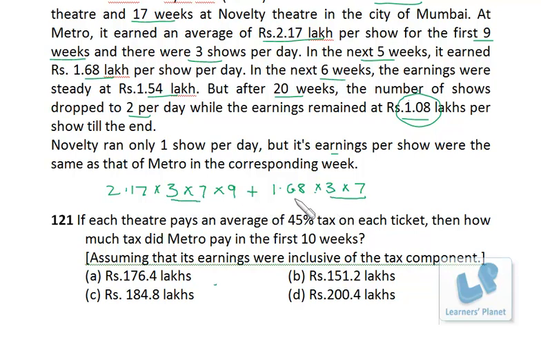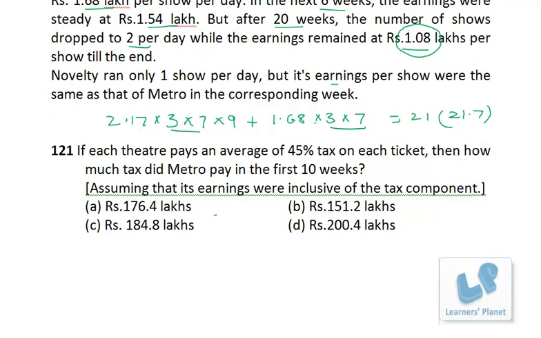That is the total revenue generated, and on that we need to calculate 45% of the tax. So that's 21 we have taken as common. So inside the bracket, that's 9 into 2.17. I assume it to be around 20, and that's 1.7. So 20 plus 1.7, that is 21.7. Now this calculation is on the higher side because instead of 1.68 we have taken 1.7, and here 9 into 2.17 we have taken it to 20, right? So this calculation is a bit higher side, right?